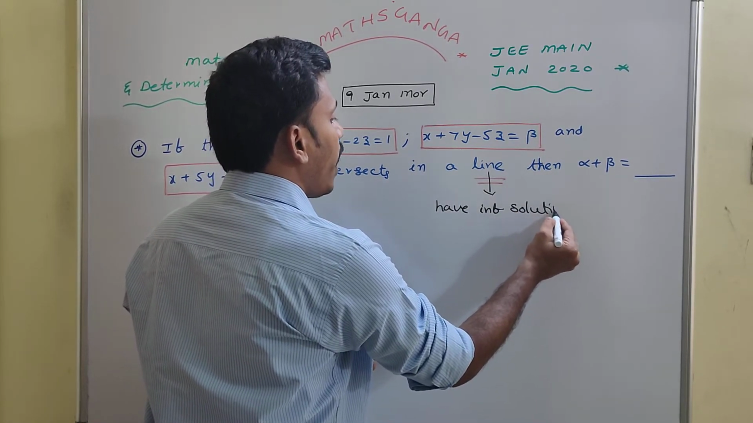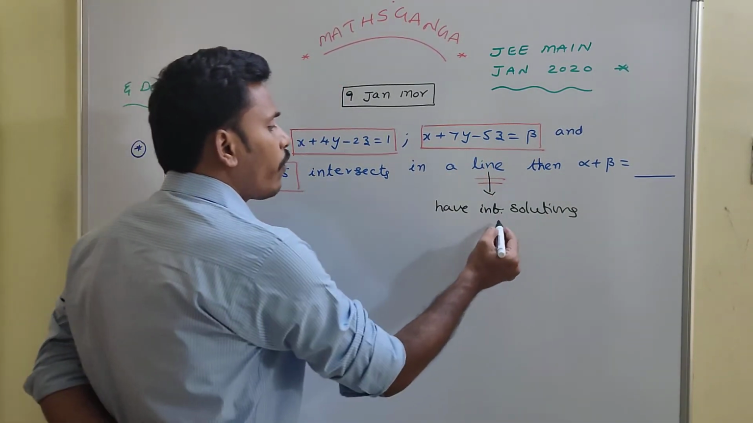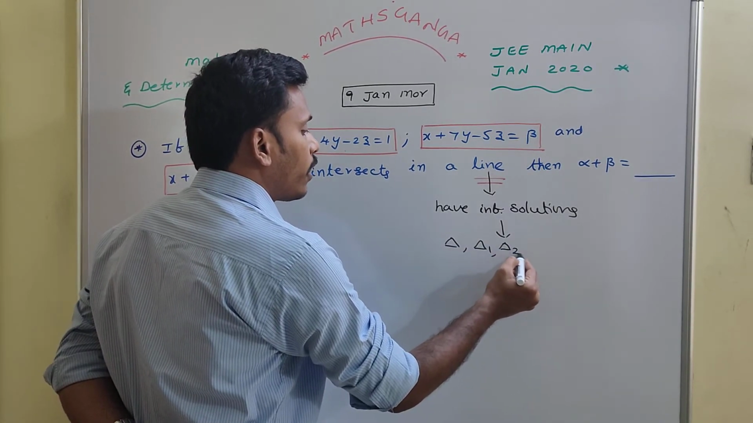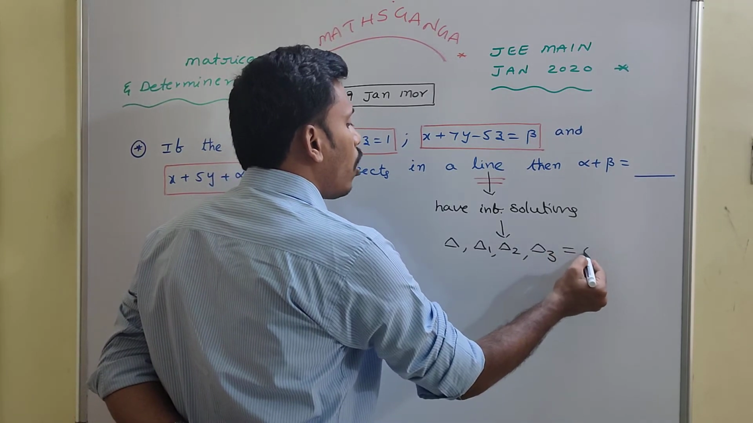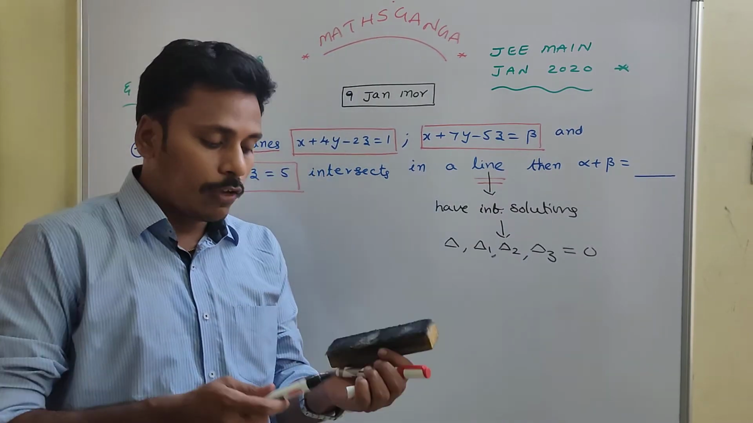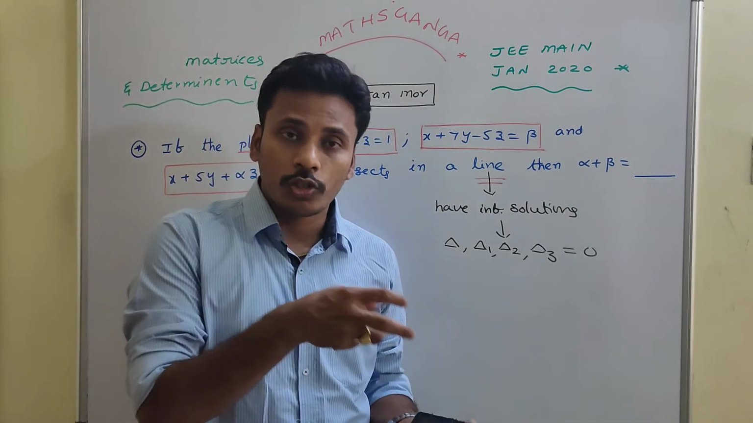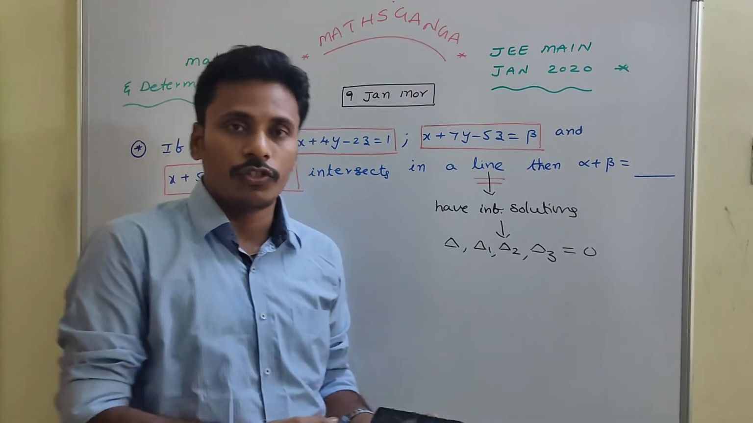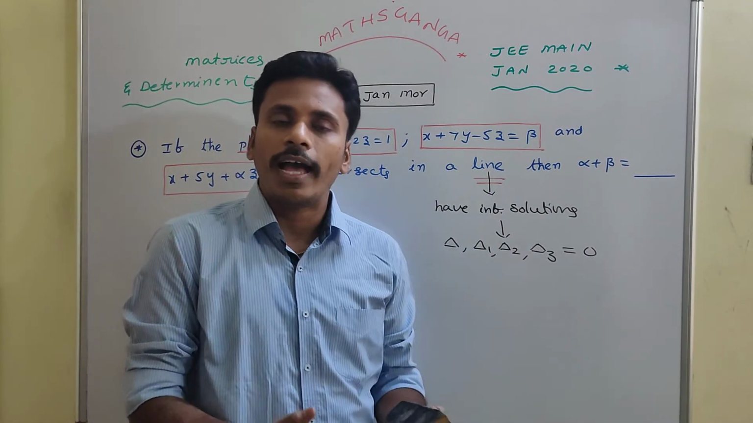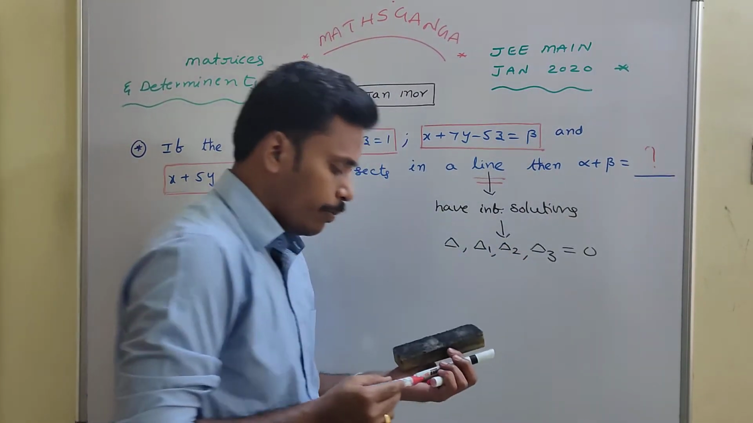Since the system has infinite solutions, it is very clear that delta 1, delta 2, delta 3 all are equal to 0. Whenever the system of equations has infinite solutions, the determinant of the coefficient matrix is 0, as well as the determinants corresponding to delta 1, delta 2, delta 3, everything is 0. Using these properties, you need to find the value of alpha as well as beta, and at the end they ask us to find the value of alpha plus beta.